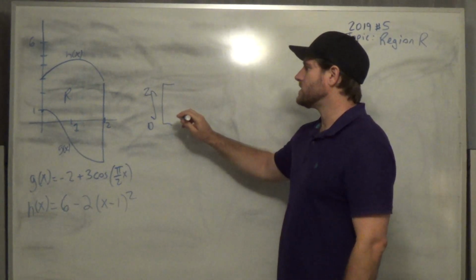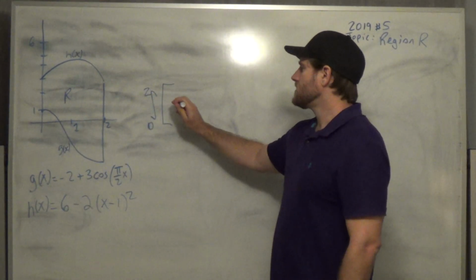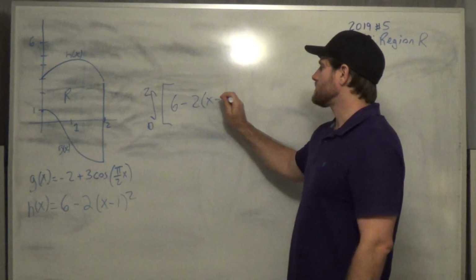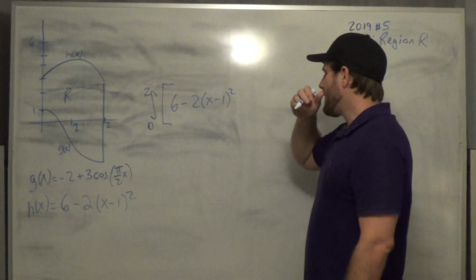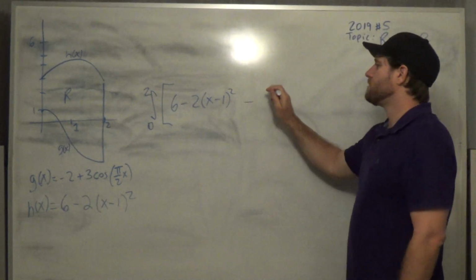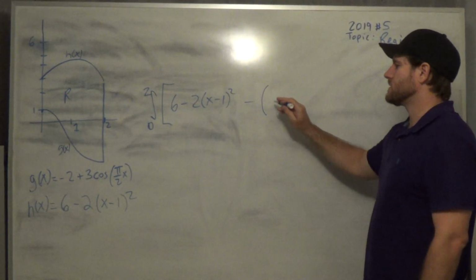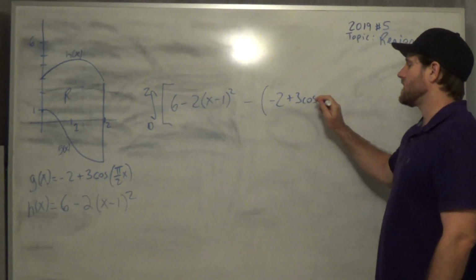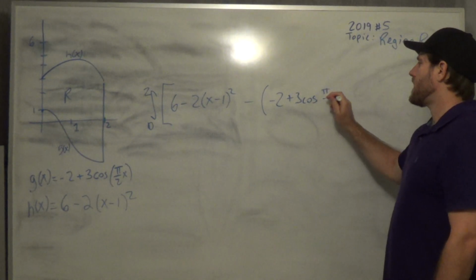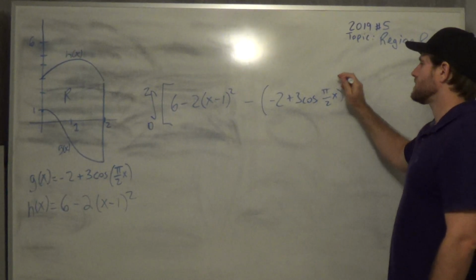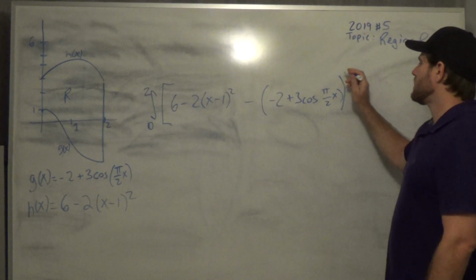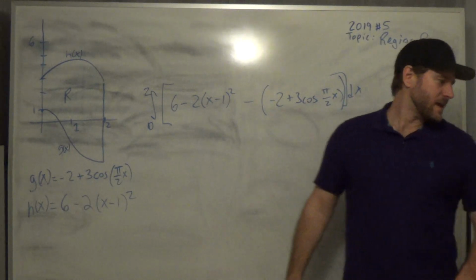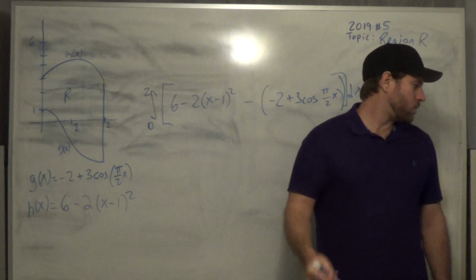My top equation, as I mentioned, was h of x. So my top equation is 6 minus 2 times (x minus 1) squared, minus, and then my bottom equation, which I'm going to keep in parentheses, negative 2 plus 3 cosine of pi over 2 x. That's a lot of stuff to have to write down, but that's my setup, and it's worth 1 point.